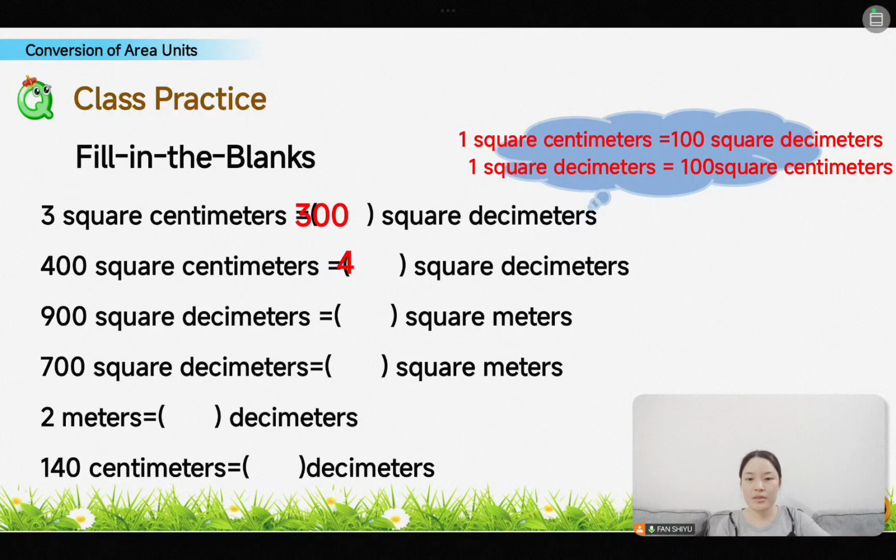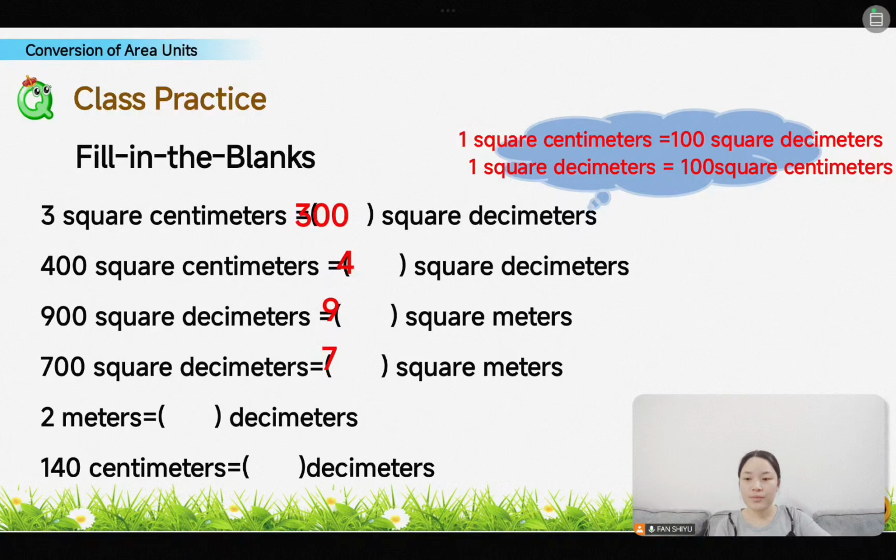900 square decimeters equals 9 square meters. 700 square decimeters equals 7 square meters. These 4 questions are all about area units.